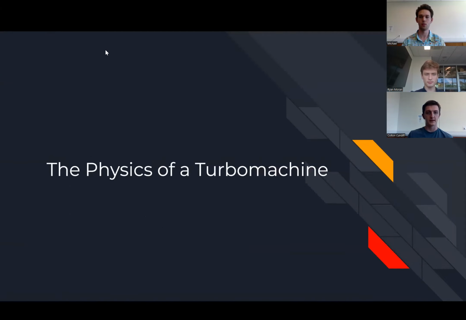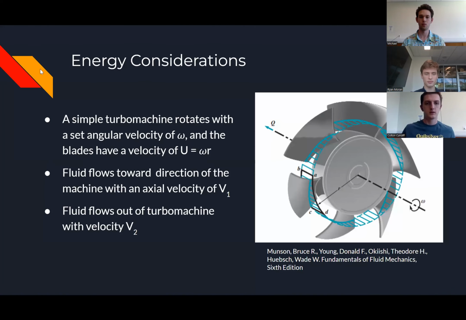So let's talk about the basic physics of a turbo machine. So let's consider a simple turbo machine that rotates at the set angular velocity of omega, and its blades all have a velocity of u, which is denoted as omega, the radial velocity, times their radial length. So we have a fluid flowing towards the turbo machine with a velocity of v1, and we have a fluid that flows outwards from the turbo machine with a velocity of v2.